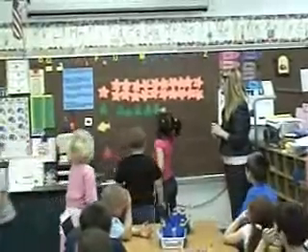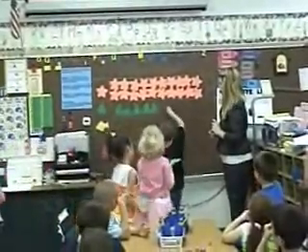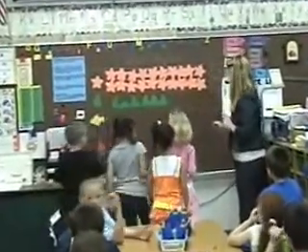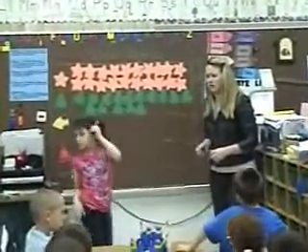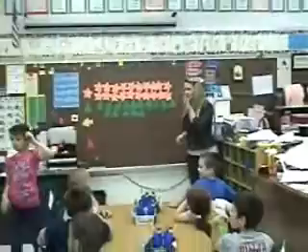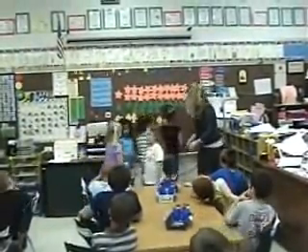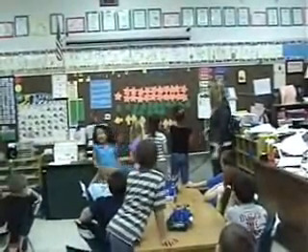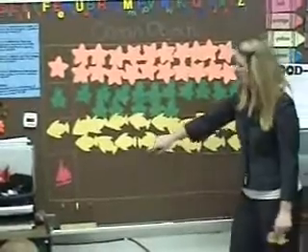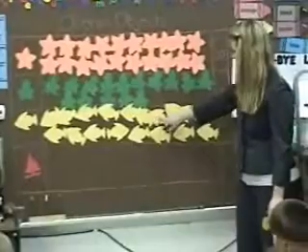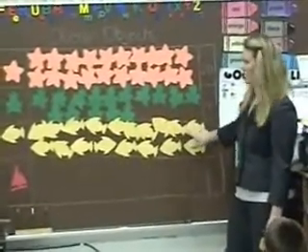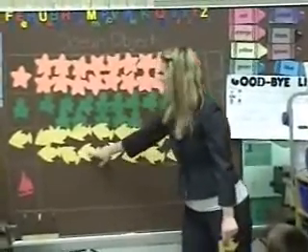6, 7, 8, 9. How many frogs do you have total? 3, 4, 5, 6, 7, 8, 9. Ready, boys and girls? 1, 2, 3, 4, 5, 6, 7, 8, 9, 10, 11, 12, 13.